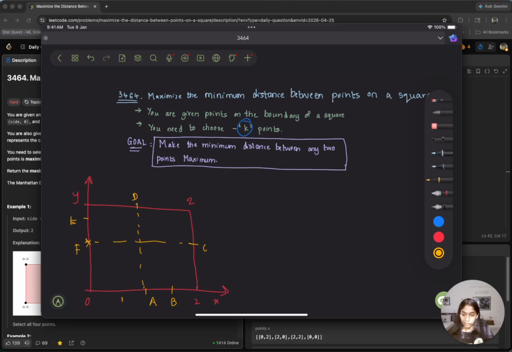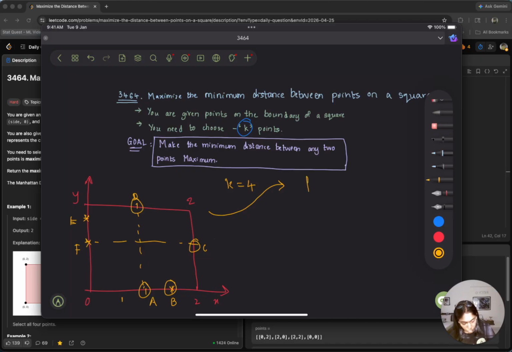Now, I am given 6 points, as we can see. And let's assume k is equal to 4. So I need to choose 4 amongst these 6 points. Okay, so the goal is to maximize the distance between the closest points. Let's consider an example where we take these points. Let's say we take A, B, C, and D.